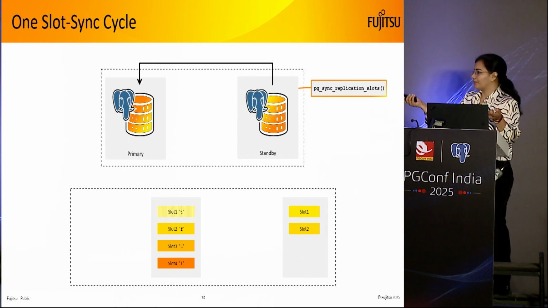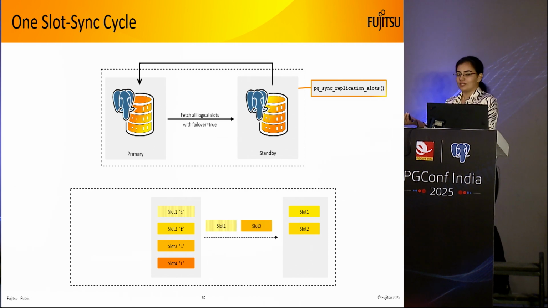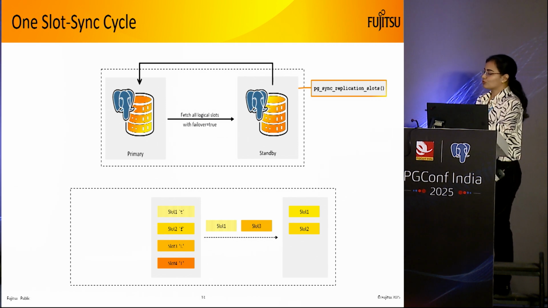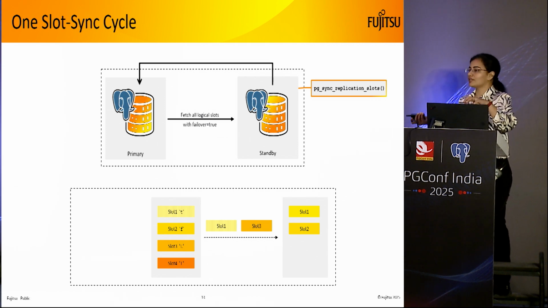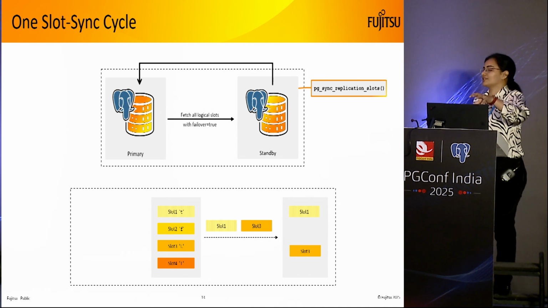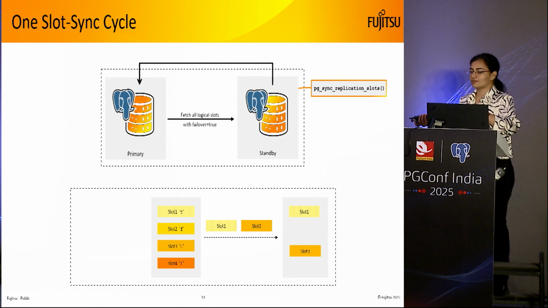It will connect to the primary and it will fetch all the logical slots with failover equals to true. That means in this example, it will fetch slot 1 and slot 3. As soon as it receives these two slots, it will see that slot 1 is updated, so it will update the slot 1 metadata here also. Then it will see slot 2 is no longer there, so it will drop this slot. And slot 3 is a new slot, so it will create this as a synced slot. We call this process one sync cycle. Whenever this function is executed, one sync cycle will happen.